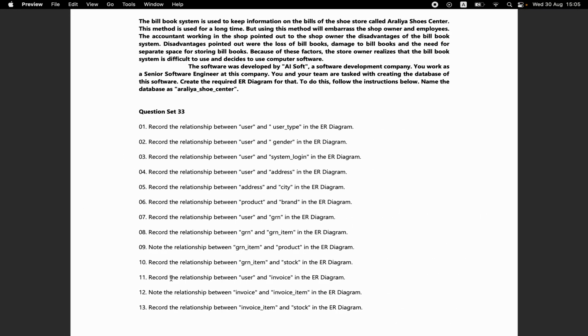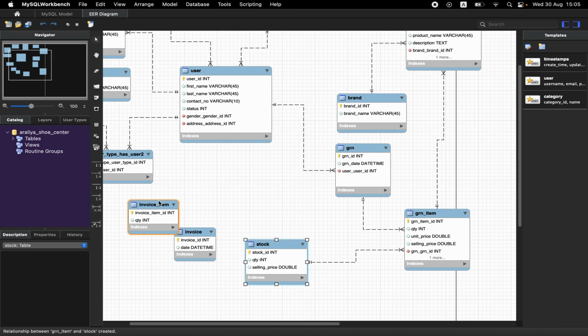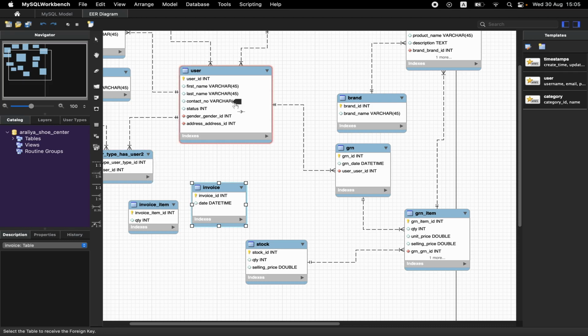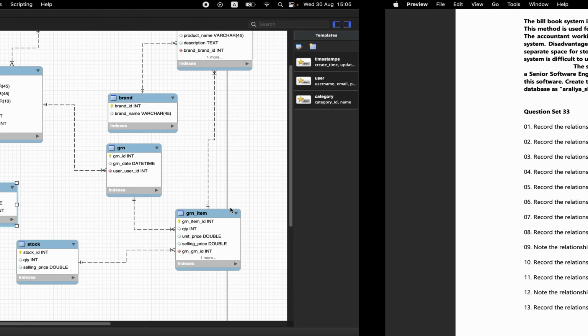11th one is record the relationship between user and the invoice. So the relationship is actually one to many, because a user can have many invoices, but one invoice only belongs to one user. So it is one to many relationship.